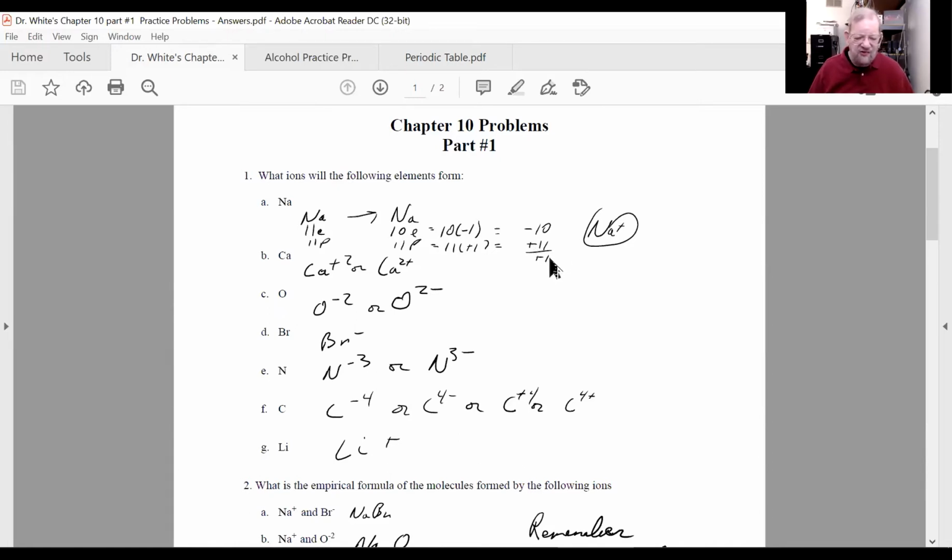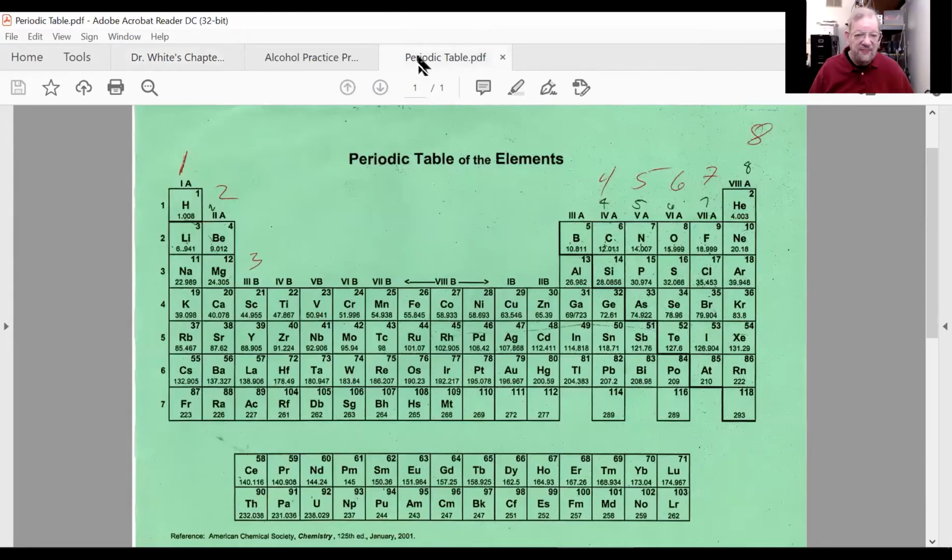When the charge is this +1 or -1, you don't use the number to show the ion. Here's the chemical symbol. Then to the right, superscript, there's a plus sign. All right, let's do another one.